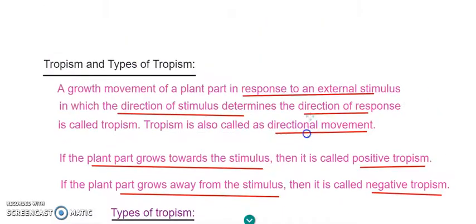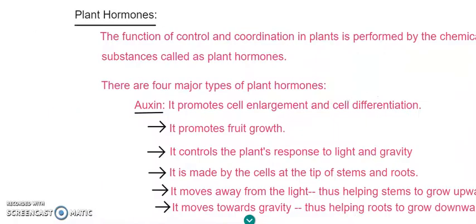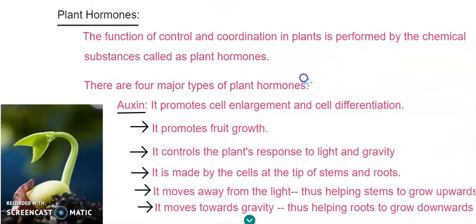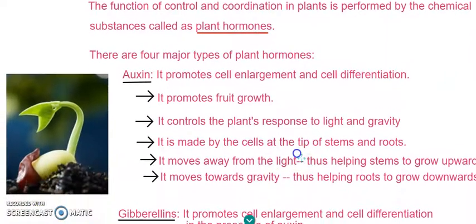Okay, so this is how a plant responds to a stimulus, either by showing directional movement, or by releasing chemical substances called plant hormones. This is the second way a plant responds to a stimulus: by releasing chemical substances called plant hormones. We are looking into 4 major plant hormones.